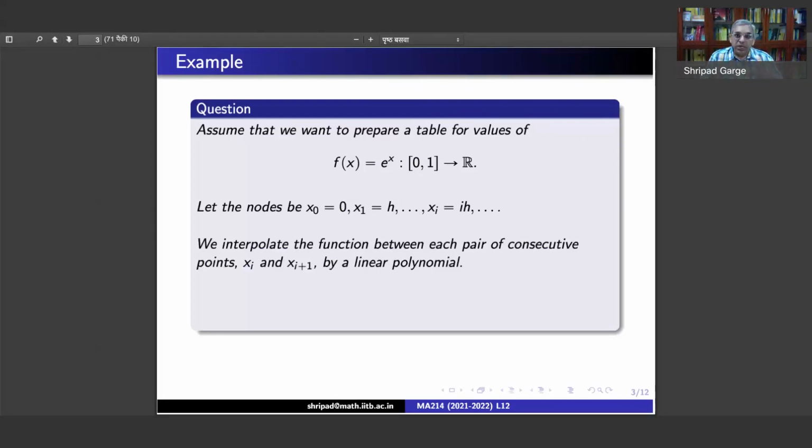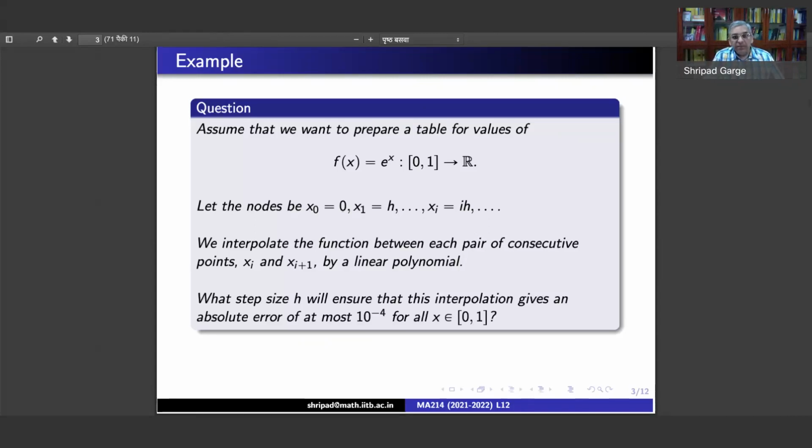But we also put one more condition, which is that between each successive pair of nodes, xi and xi plus 1, we are interpolating our given function by a linear polynomial so that our computations are easier. So there will be these many linear polynomials, from x0 to h you will have a line which joins those 2 points, then h to 2h, you will have another line, then another line. So you have a piecewise linear polynomial interpolation for your exponential function. And the question is, what step size h has to be chosen so that this interpolation is within the error 10 power minus 4 for all x.